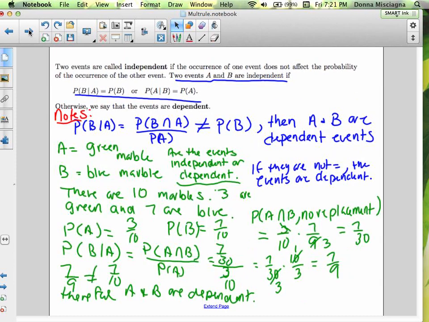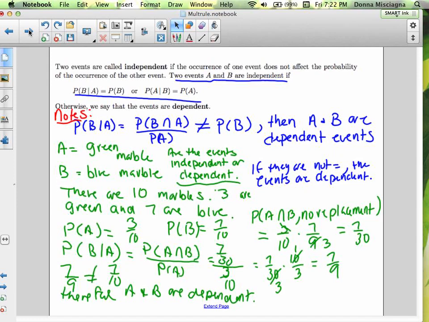All right, so the top is the same. Here, if the conditional probability is not the same, so if the probability of B given A is not the same as the probability of B, then A and B are dependent events. In other words, if I don't get the same thing when I use the conditional probability formula as I would if I just found the probability of the event, then the events have to be dependent. So A has impacted B. If A has no impact on B, then no matter how I calculate this, I'm going to get the same probability for B.